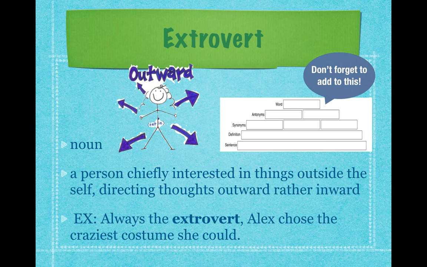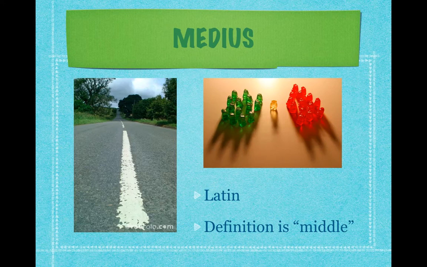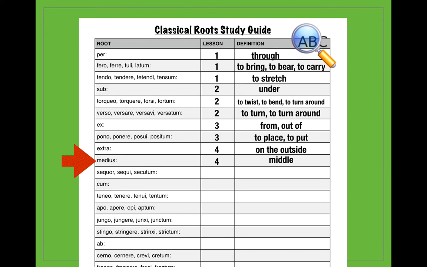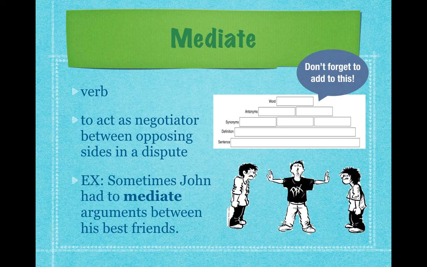We're actually going to be learning a new root now, so you'll need your root card for this one. The root is medius, and it means middle. We have three words that use the root medius. The first word is mediate. Mediate is a verb, so it's an action, and it's to act as a negotiator between opposing sides in a dispute.